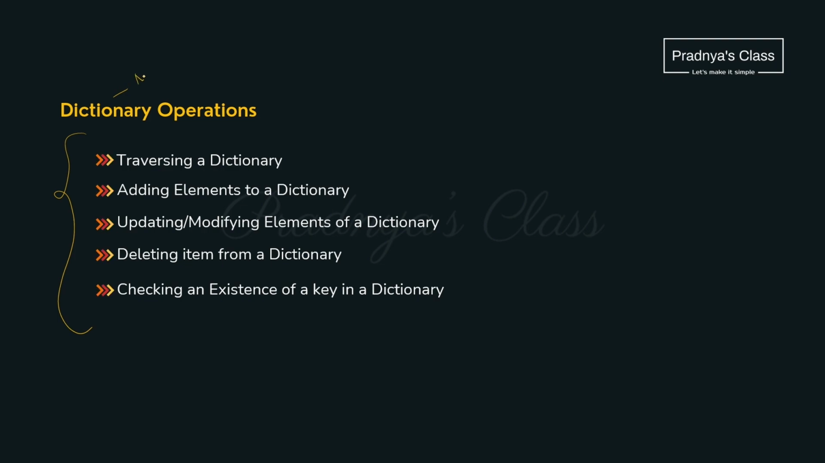Here is a list of operations that we can perform on a dictionary. As dictionary is mutable, we can add an element to it, we can update and modify, even we can delete an item from the dictionary. Along with that, we know we can traverse the dictionary. Let's take a small tour of all these operations.